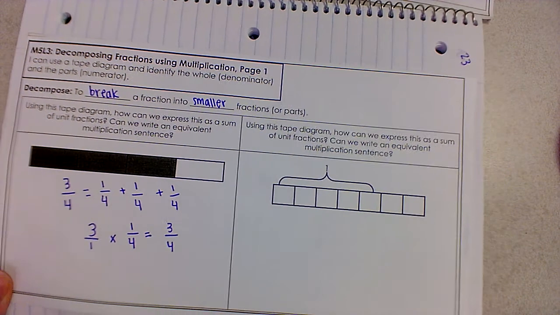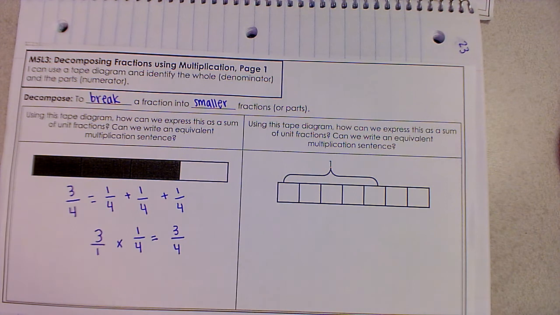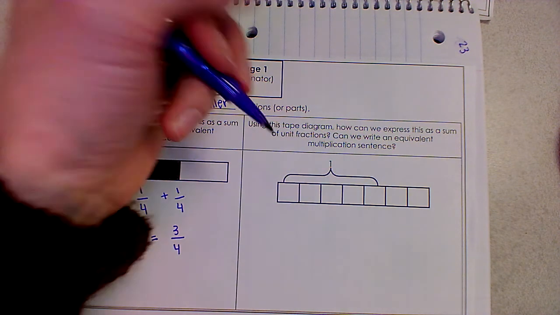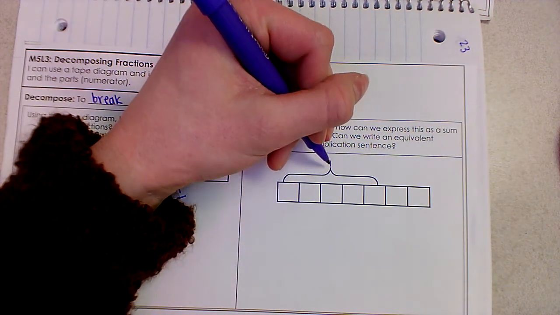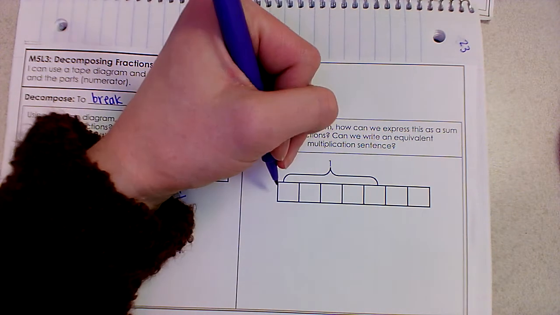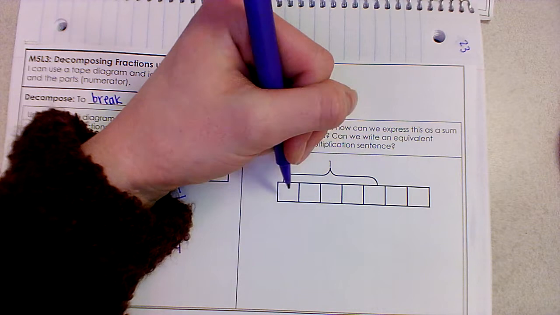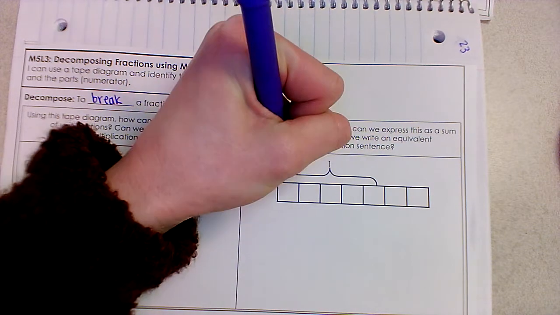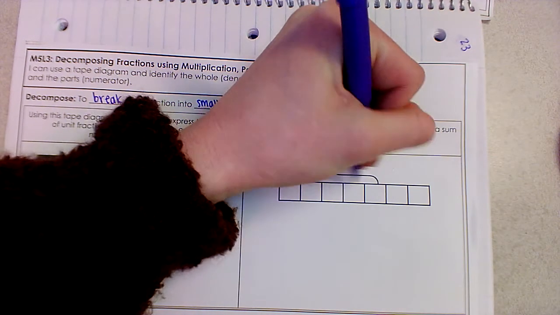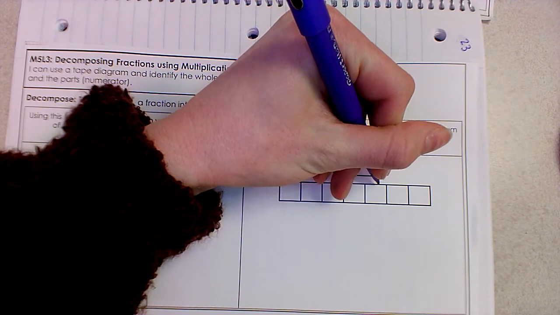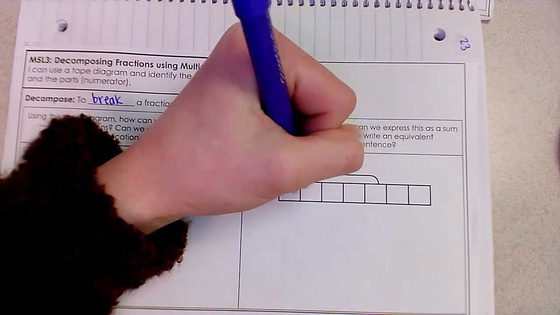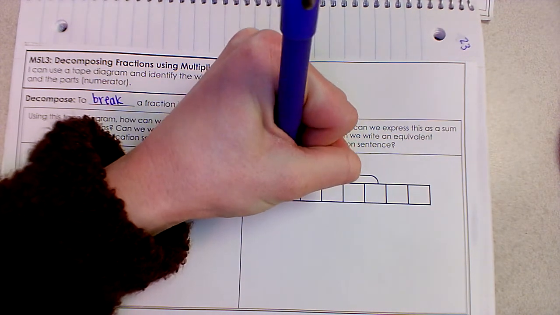Okay, so let's move on to the next one. It says, using this tape diagram, how can we express this as a sum of unit fractions? Can we write an equivalent multiplication sentence? So you might see this bracket with a little 1 underneath. And yesterday we learned that this is just saying it's one whole. So we're going to want to shade all these boxes that the bracket goes to. So there are 5 boxes. So let's go ahead and shade these 5.